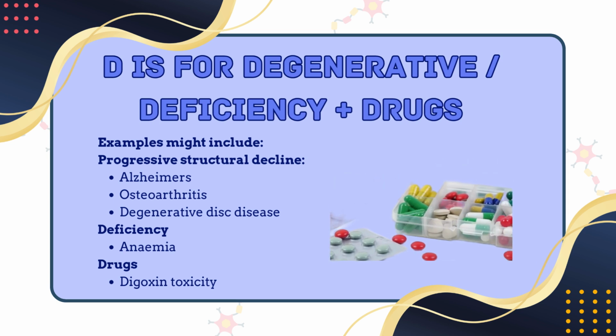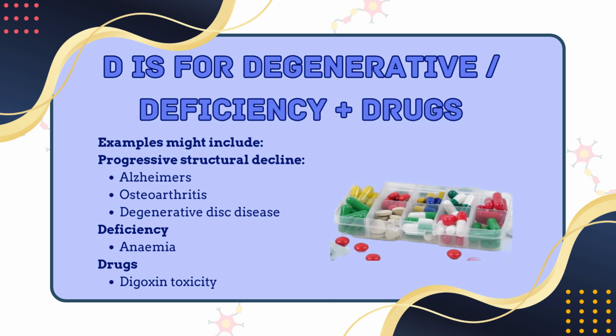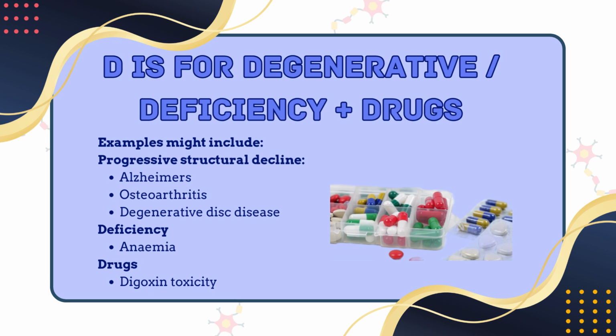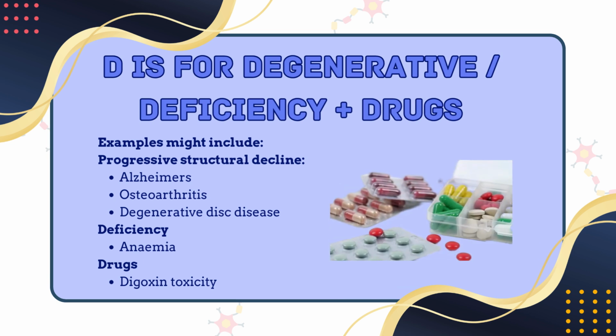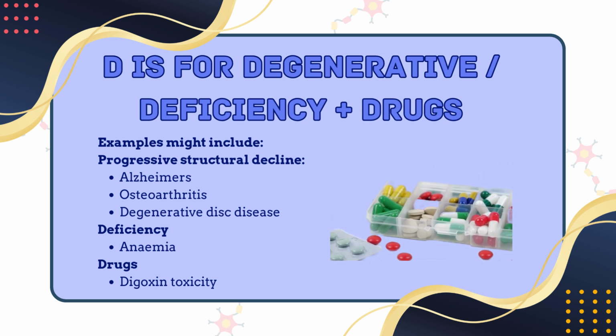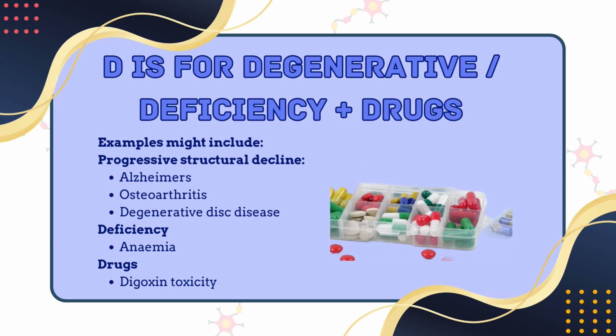Degenerative conditions are common in older adults, and they tend to cause chronic progressive symptoms. So think about things like Alzheimer's, Huntington's, chronic obstructive pulmonary disease, where there's an ongoing progressive decline. Deficiency includes things like anemia, acute or chronic, and then don't forget your drug side effects. They're a huge contributor to acute care presentations, and one that sometimes we overlook.